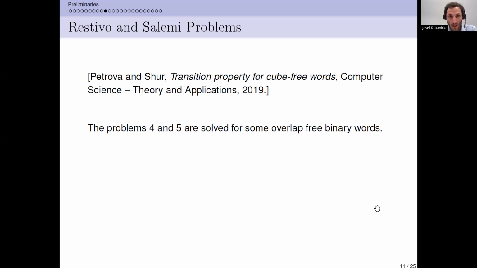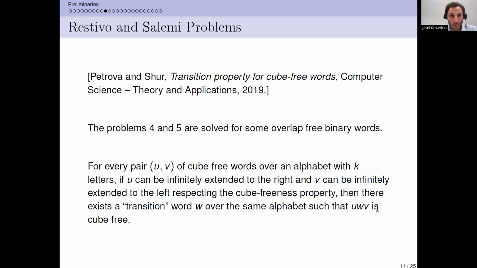So this was the state, and in addition, in 2019, Petrova and Schur presented this result in this form. For every pair U, V of cube-free words over an alphabet with k letters, if U can be infinitely extended to the right and V can be infinitely extended to the left, respecting the cube freeness property, there exists a transition word W over the same alphabet such that UWV is cube free. So this was the result of Petrova and Schur. This is the answer to the problem 4.